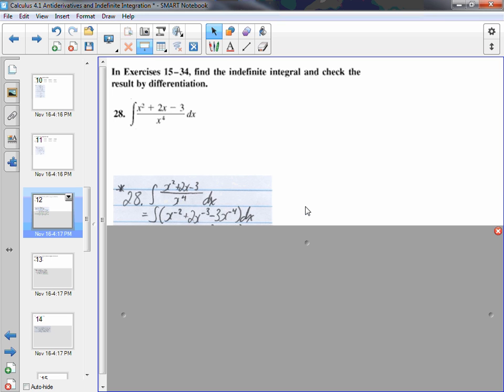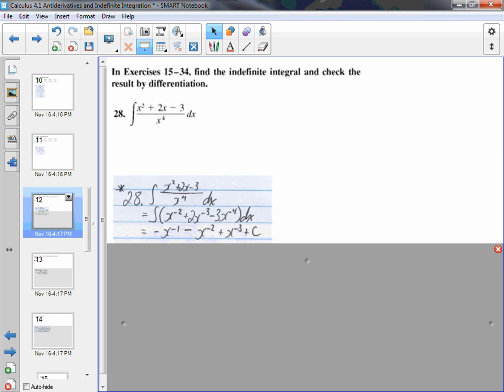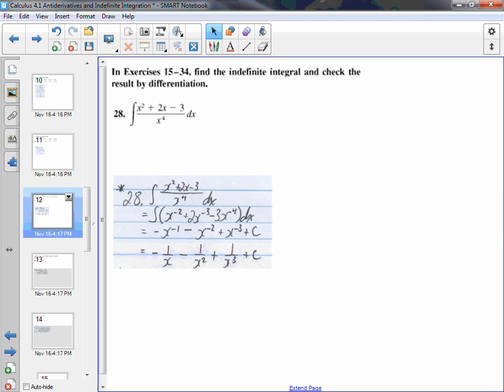When you divide factors with the same base, you subtract the exponent. So then 2x divided by x to the 4th is 2x to the negative 3, and negative 3 divided by x to the 4th is negative 3x to the negative 4. See if that's what you get for the next step. And on this one, I'm not going to bother putting all that back into one fraction. That's just a bit much.